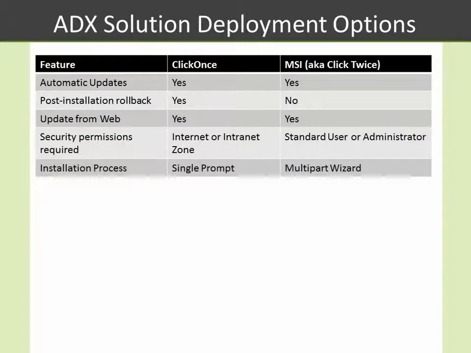The installation process for ClickOnce is a single prompt. They initiate the installation via the link. A little window opens up, tells them it's going to install. It starts installing, and when done, it tells them it was a success or a failure. Either way, there's only one click, one prompt to the user. With ClickTwice, it's really a multi-part wizard that walks them through different configuration settings to ask them to specify, the main one being the installation path.